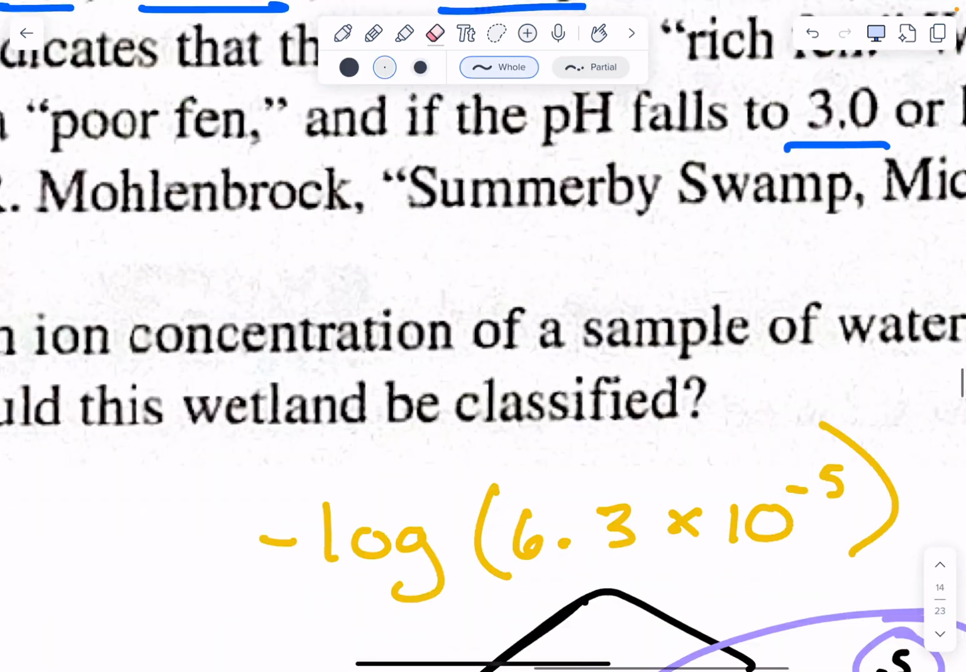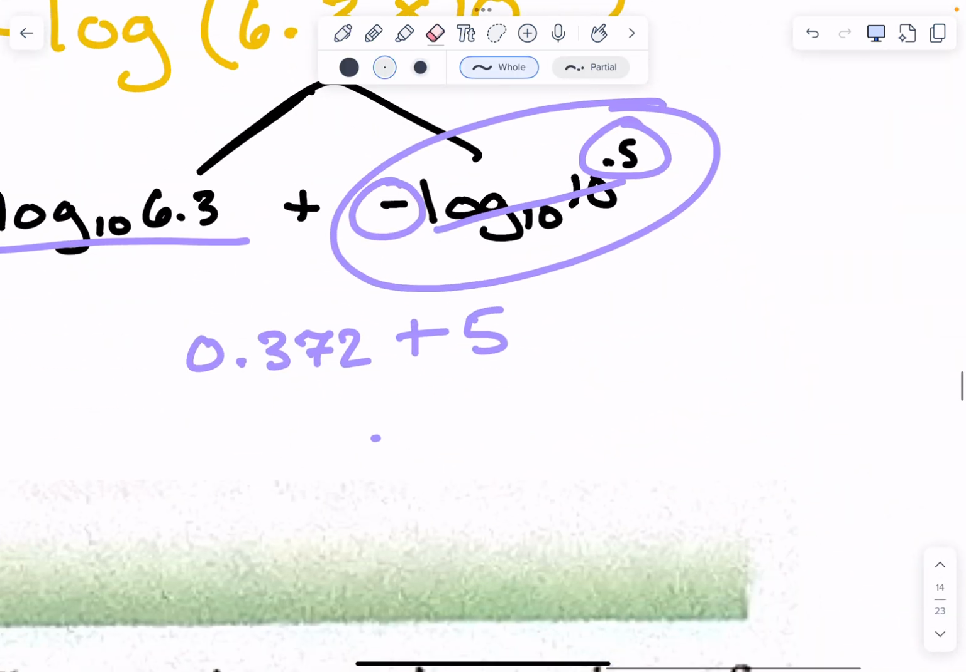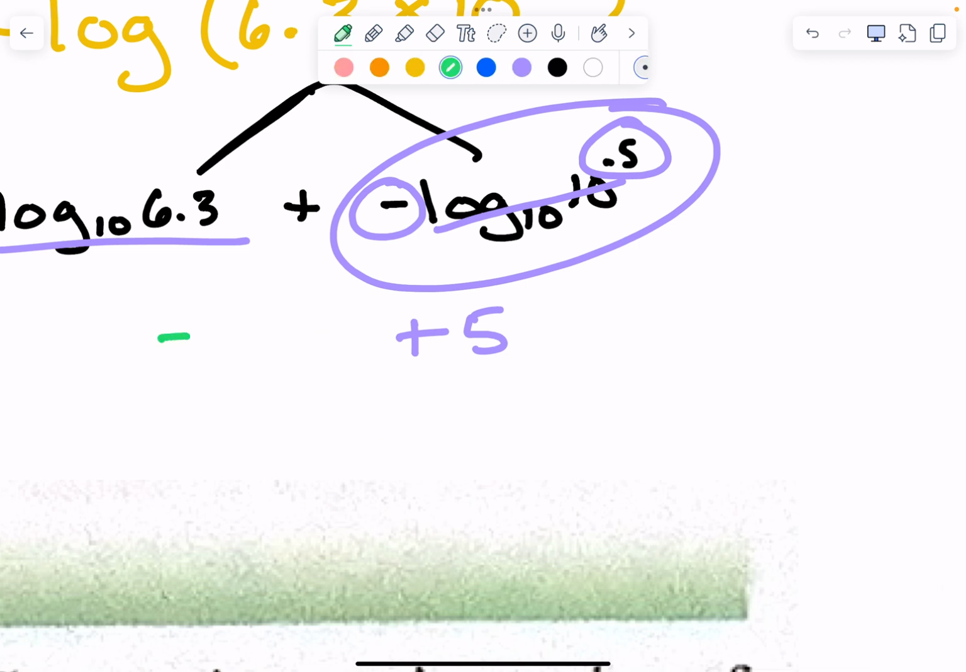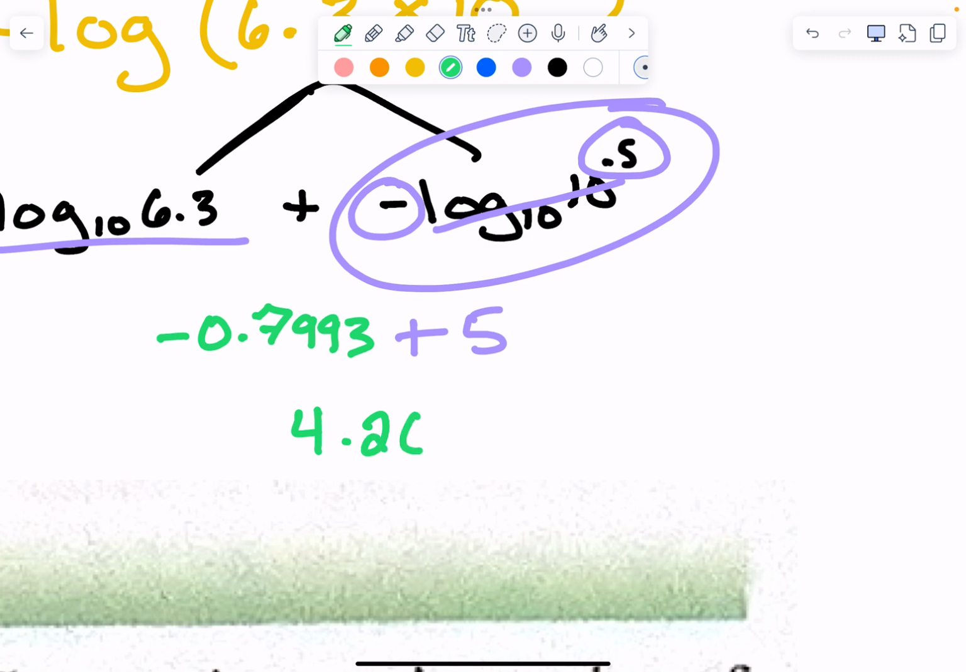Okay, let me erase this. Yeah, so 4.2, which is what I got, is accurate. Yeah, okay, so I got, yeah. So this number should be negative 0.7993. Yep. And then if I add that to 5, so 4.2007. 5.9. Yeah.